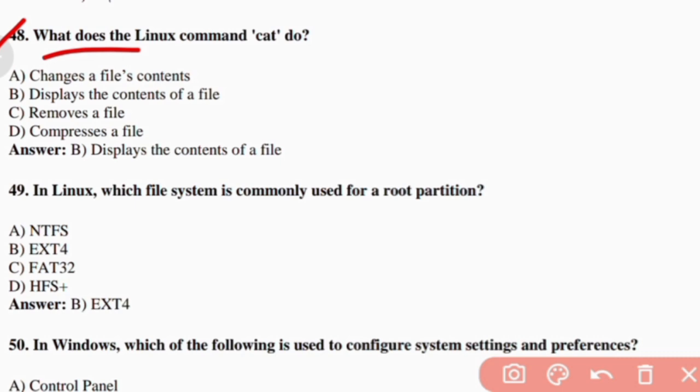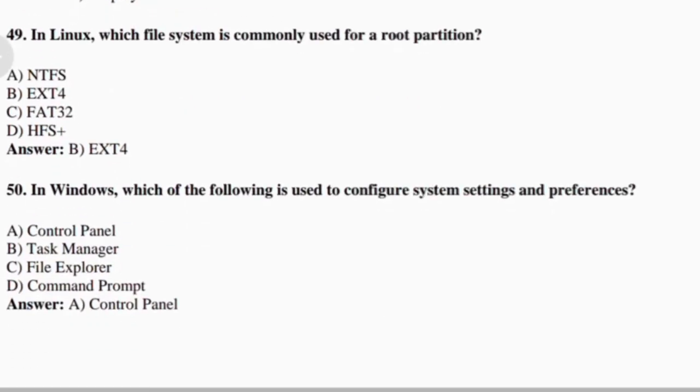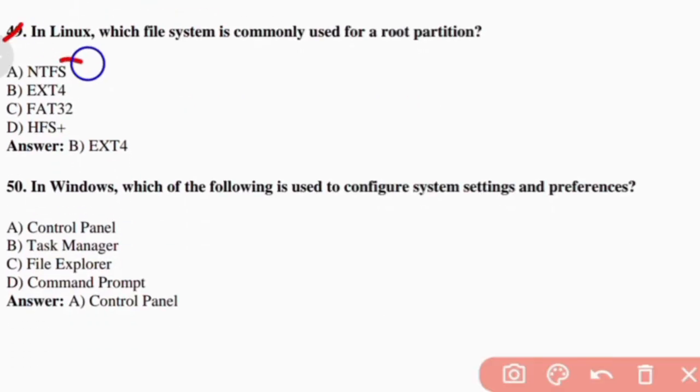What does the Linux command cat do? Displays the contents of a file. In Linux, which file system is commonly used for a root partition? ext4.